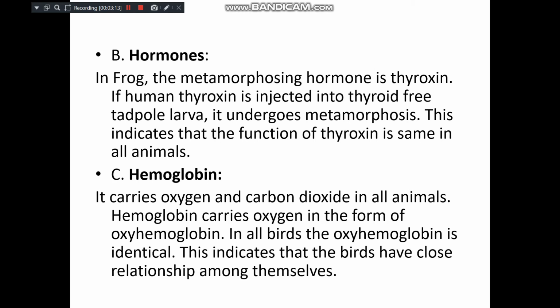Oxygen binds with hemoglobin and becomes oxyhemoglobin. In all birds, the oxyhemoglobin is identical. That means all birds have a close relationship among themselves.